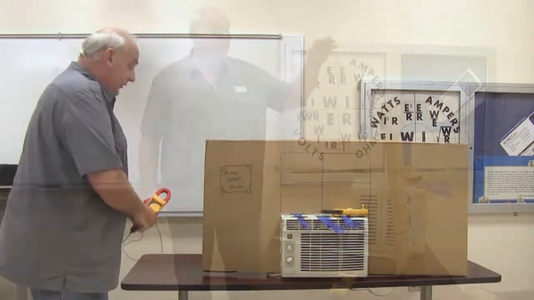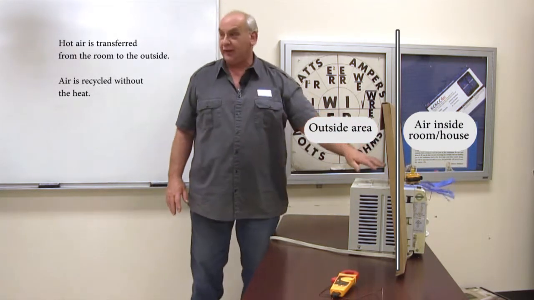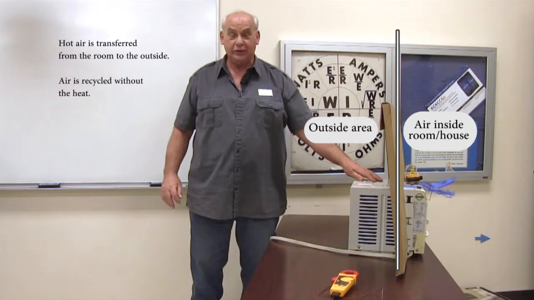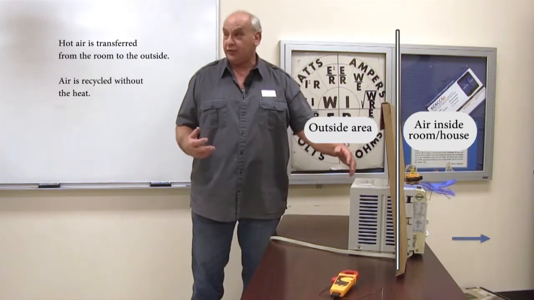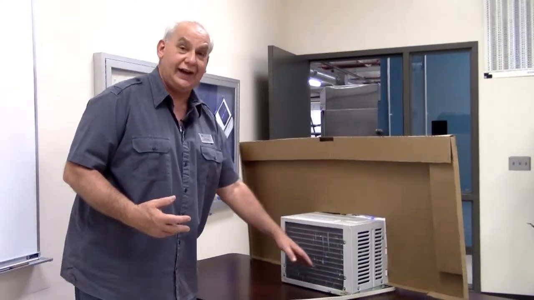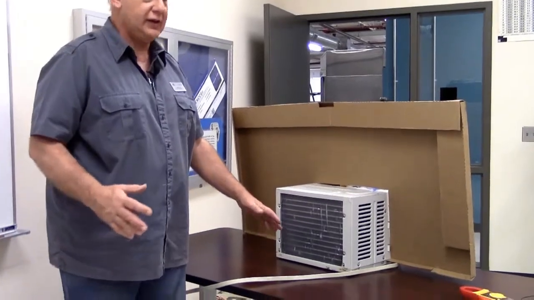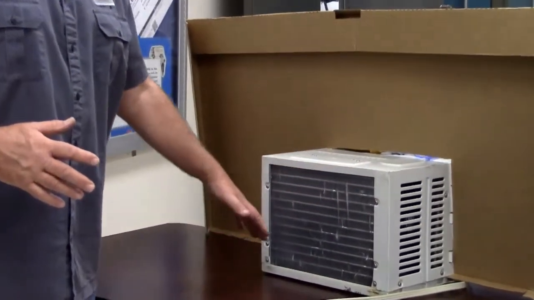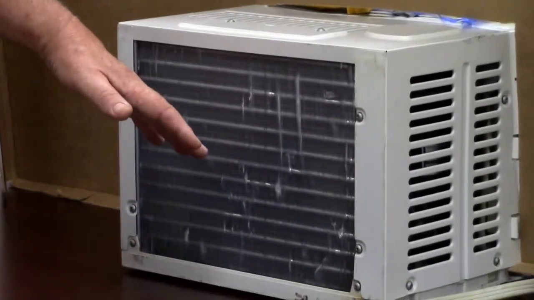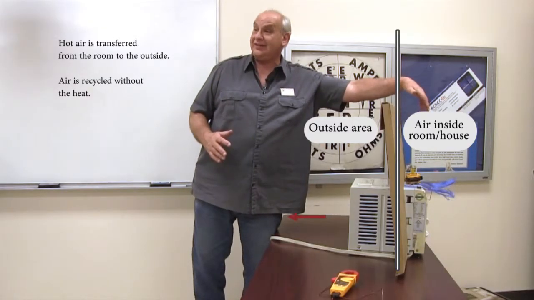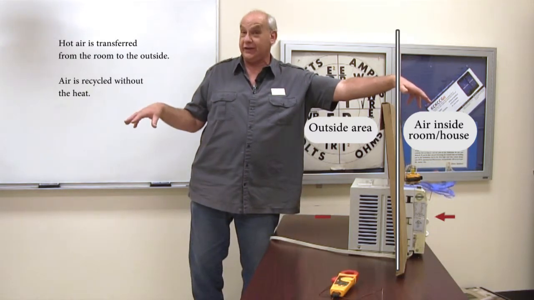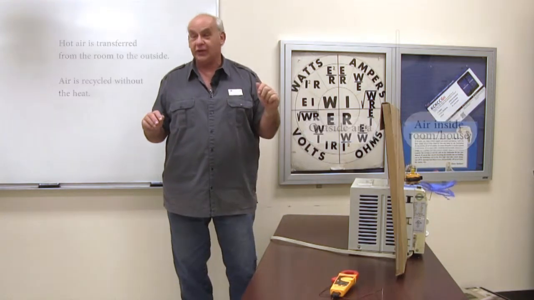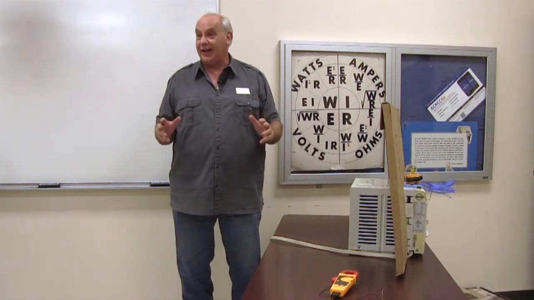So if we take a look, the air from the room was cycled in across the unit. It went through a series of steps that we're going to cover tomorrow. And the heat is absorbed out of the air in the refrigerant and brought through this coil outside and distributed. So if I run my hand across here, I can feel hot air. And that hot air is the air from this side with the heat removed. So we took the heat from here and we dumped it over here. That's called heat transfer. That's what air conditioning is all about.